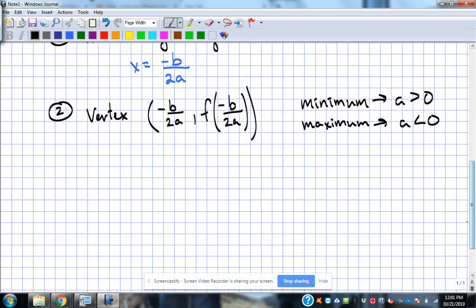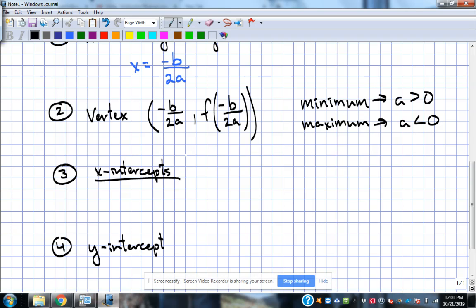Again, that's going to come in really handy when we go to word problems on Wednesday and Thursday. All right, the next thing we're going to find are intercepts. X-intercepts and y-intercepts. X-intercepts are what we've been doing for the last week and a half, 2 weeks. Solving the equation. We set the equation ax squared plus bx plus c equal to 0. And then we solve it using one of the methods that we've talked about over the last 2 weeks.